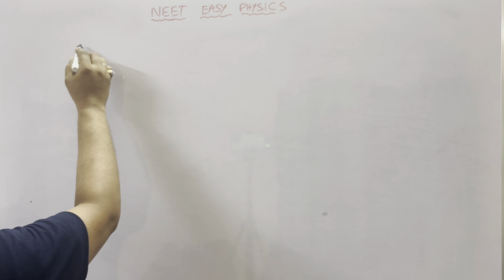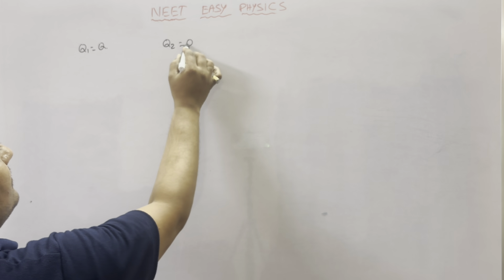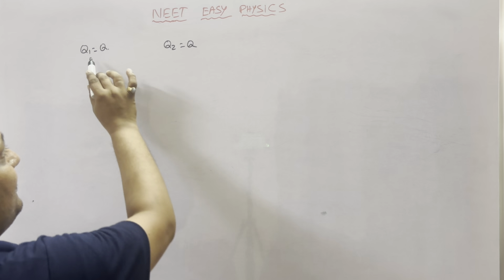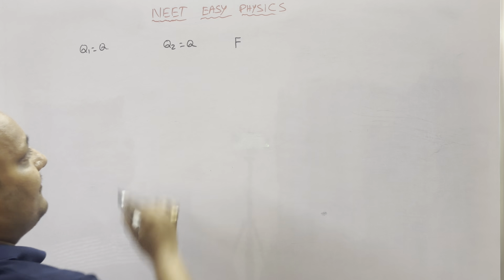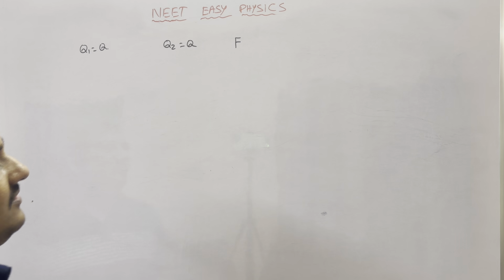So already we were discussing force between two charges, isn't it? Whenever the charge is doubled or tripled, we discussed what happens to the force. Now we'll see what happens if a percentage is increased. If we take two charges, Q1 is Q and the second charge is also Q, separated by some distance, then the force between them is F. If two positive charges are separated by some distance, the force between them is F.